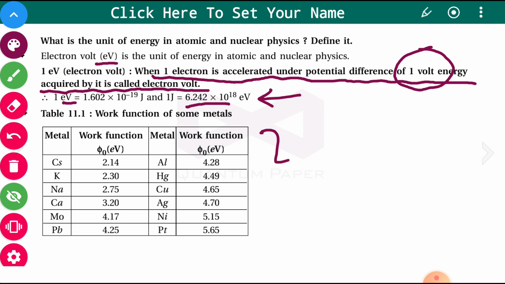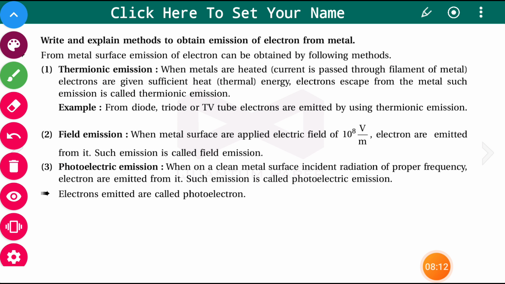Now these are the different work functions of different materials or metals. Cesium has 2.14 electron volt. Similarly, nickel has 5.15 electron volt. This way different metals have different work functions.